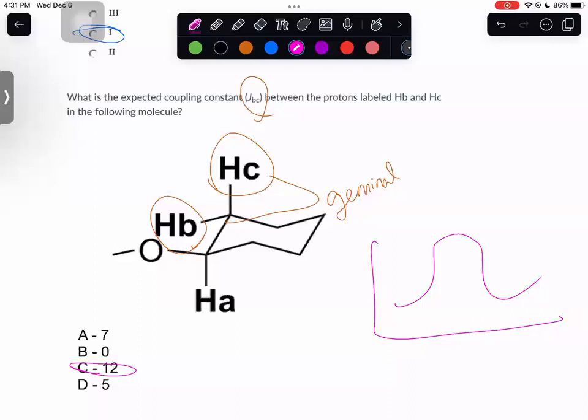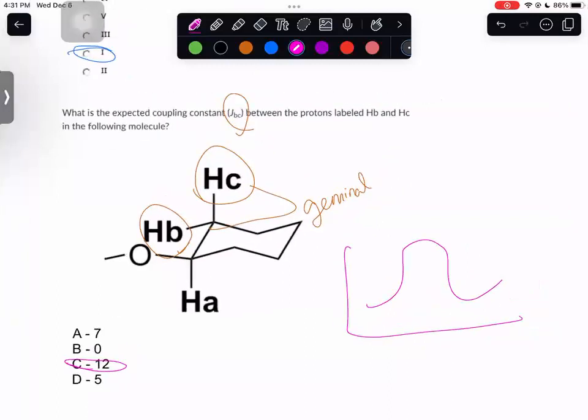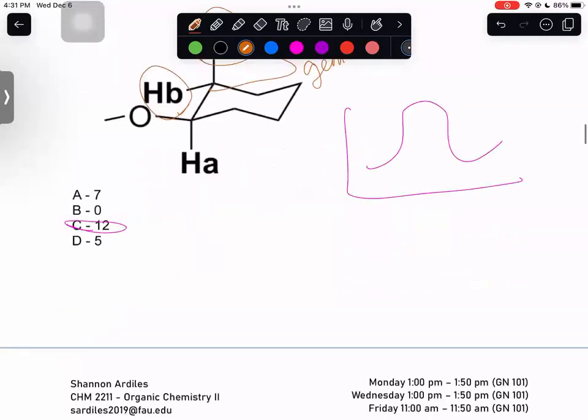It would have been around 7, yes, because they would be vicinal to each other, which is different. Whenever they are in W coupling, that's around 0 to 2 hertz. Then we have geminal, 12 to 15. We have vicinal, around 7.